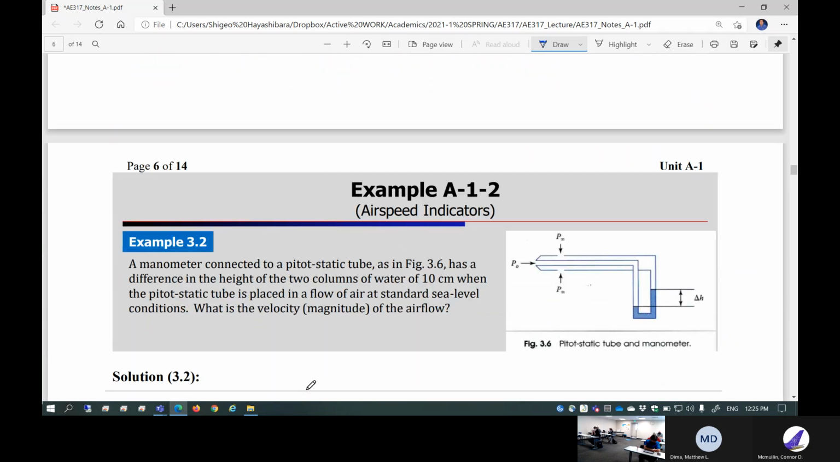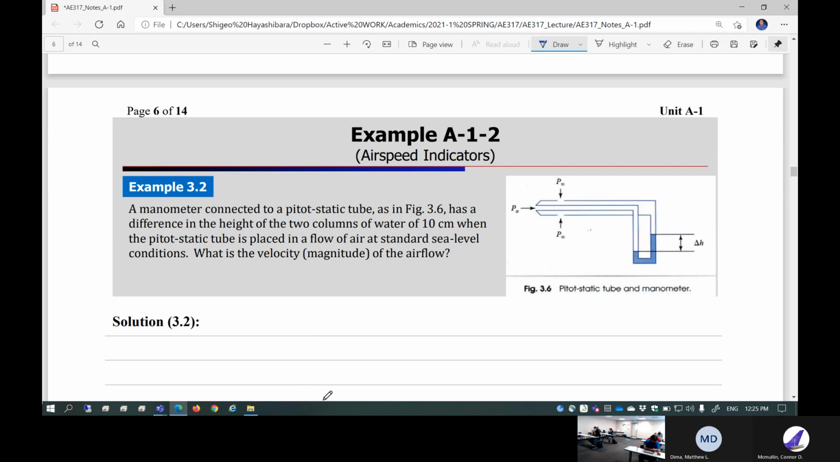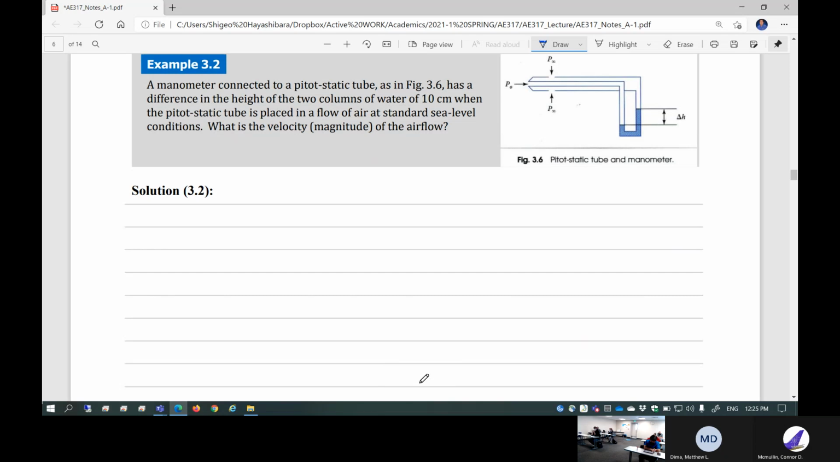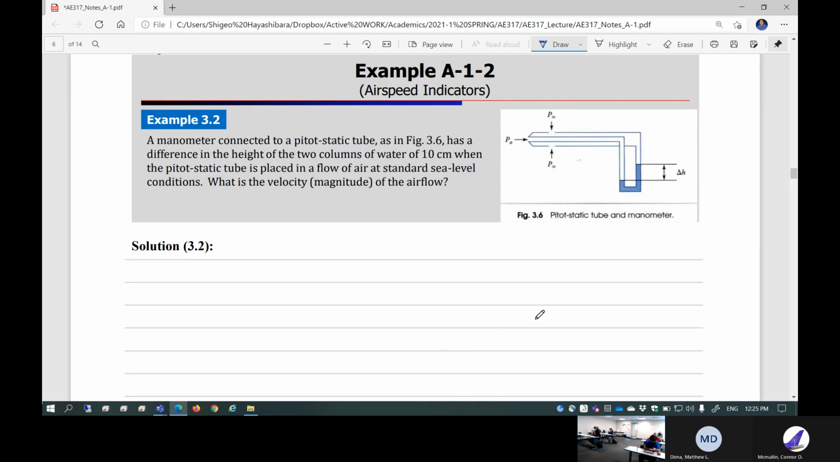Okay? So before you do such a thing, let's just take a look at a very simple exercise here. Example A12 or example 3.2.